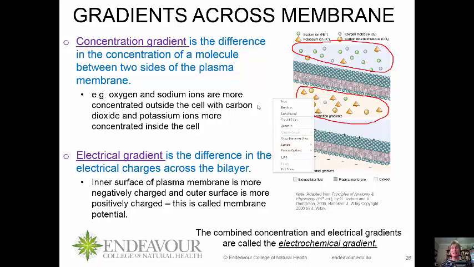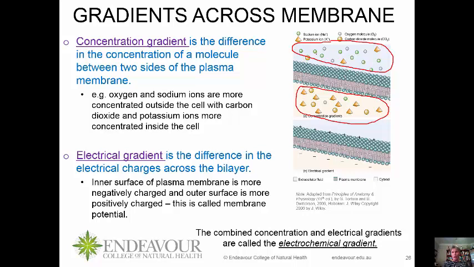creates the concentration gradient. Okay? So, if you have a look on the outside here, have a look at these ions. You've got little green circles, which are sodium, and you've got these little triangular type things that are potassium. Then you've got oxygen molecules and you've got carbon dioxide molecules. And then you've got the same molecules on the inside.